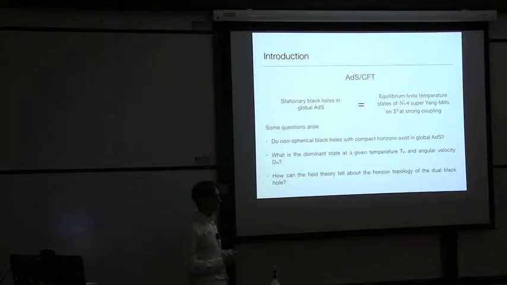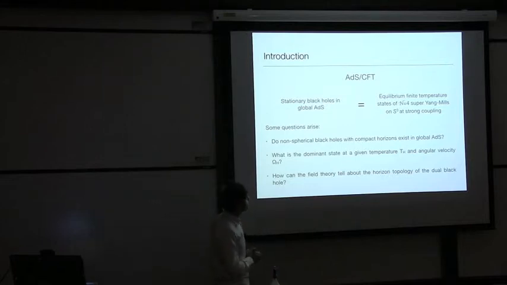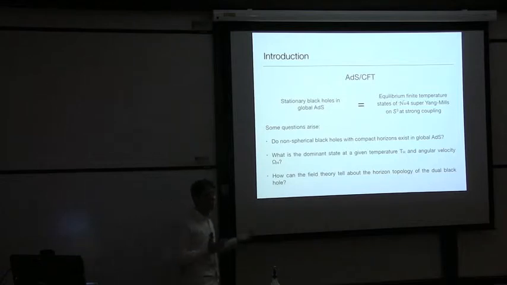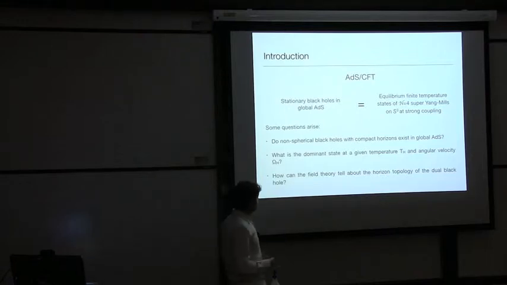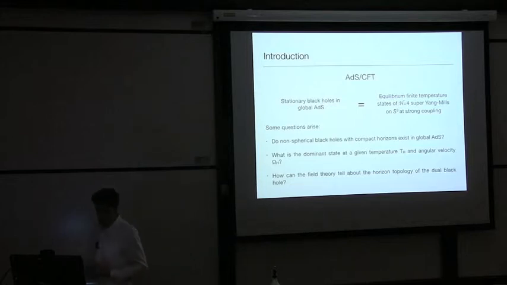So that's the question that we'll try to answer in this talk. If they exist, because they correspond to equilibrium finite temperature states of a certain CFT, what is the dominant phase? Is it the spherical black hole or is it the black ring, if it exists? And is there any observable in the field theory which can tell us about the topology of the black hole that sits in the center of space-time?